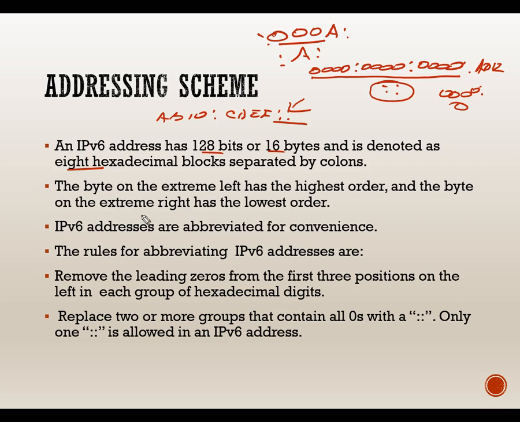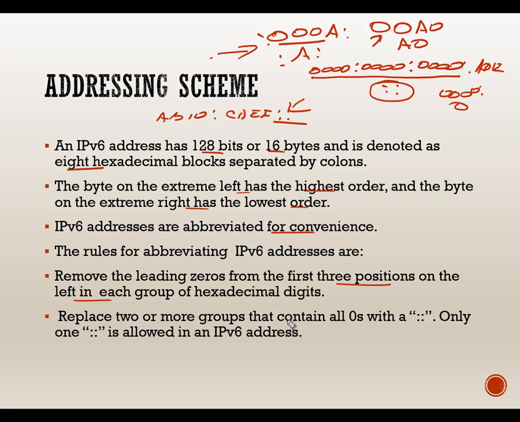So back to the PowerPoint, the bullets here: the byte to the extreme left is the high order byte, and the extreme right is the lowest order. IPv6 addresses are abbreviated for convenience. The rules for abbreviating are: remove the leading zeros from the first 3 positions on the left, like we did here. If we had 00A0, we'd have to write that as A0, because we are dropping only the leading zeros.